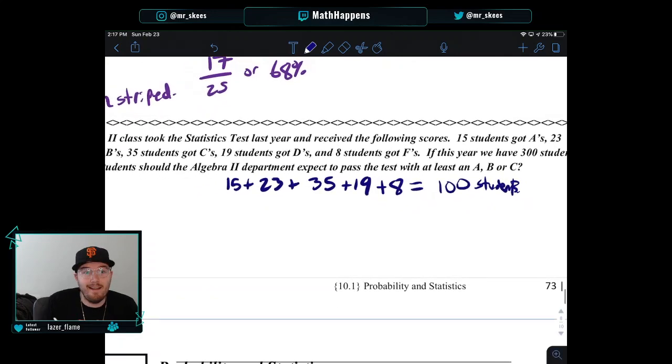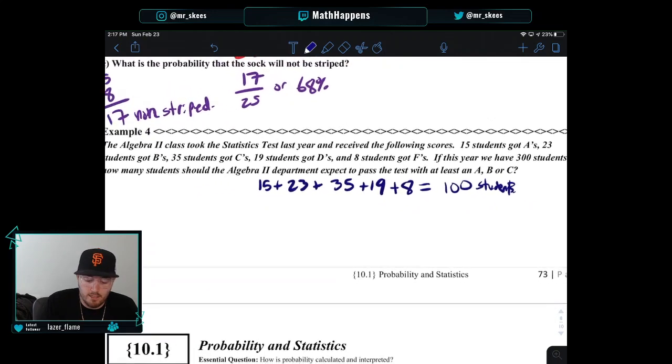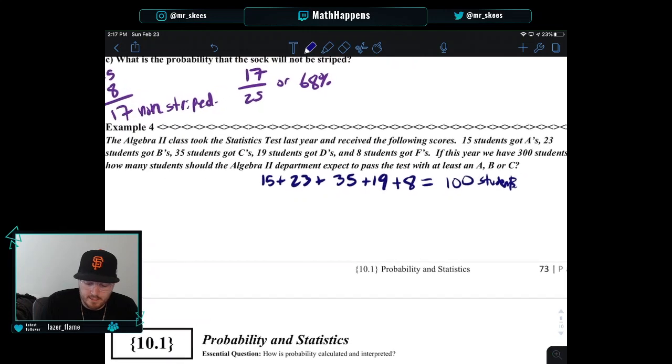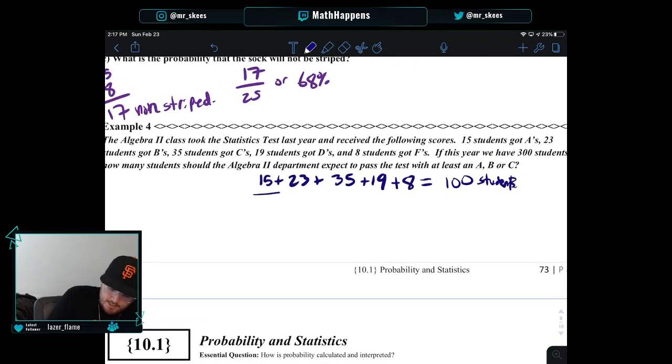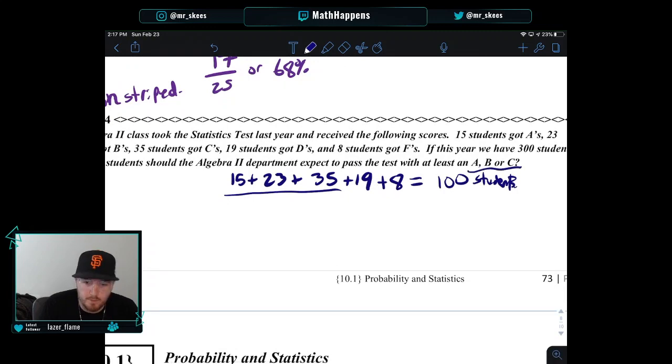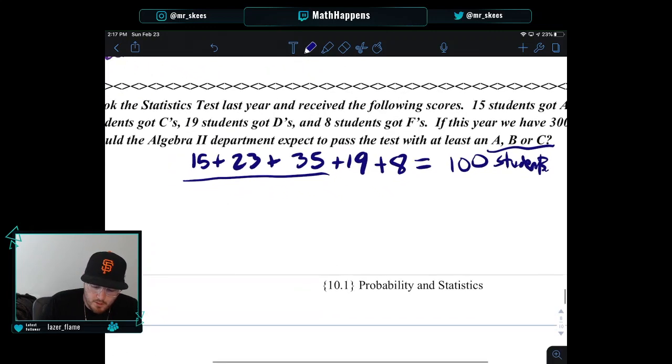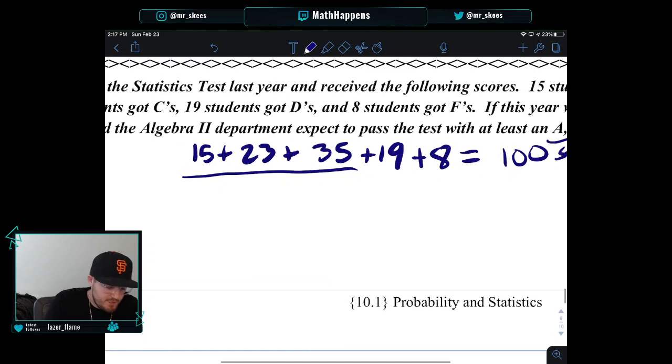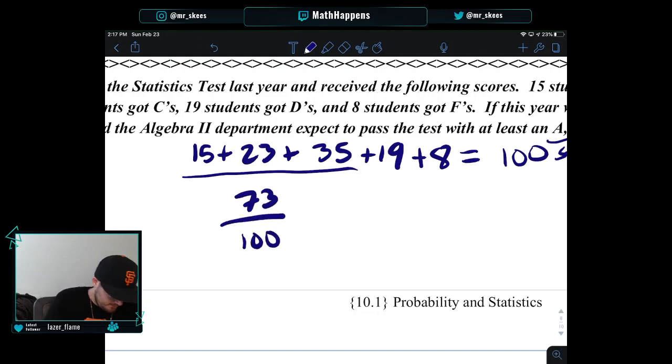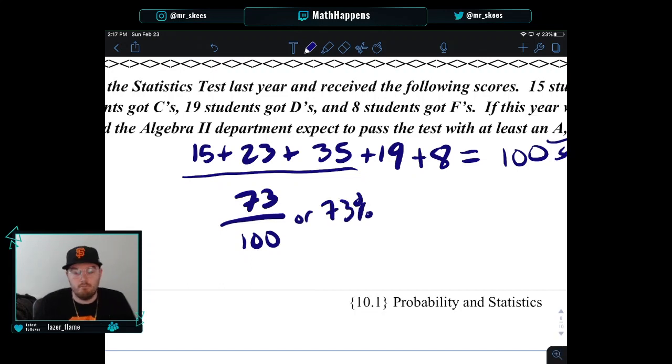How many passed that year, right? Last year or whenever this was. How many passed? The A's, B's, and C's. I guess D is passing too, but we care about the A, B, and C people. So in that year, 15 plus 23 plus 35, 73 out of 100 got an A, B, or C.